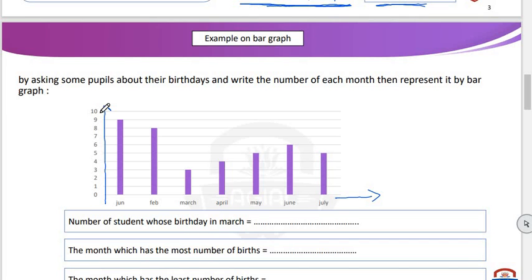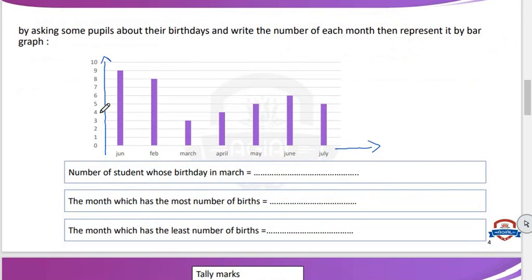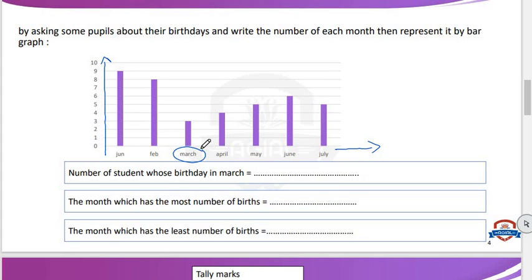Okay, who can solve with me these questions? Number one, the number of students whose birthday is in March. How many students have a birthday in March? Where is March? March is here on the horizontal line. Go to the vertical line to see how many students. Super, 3. So we write 3 students.